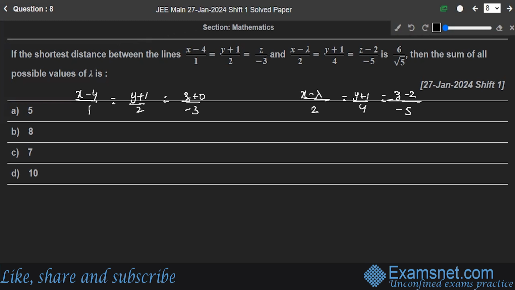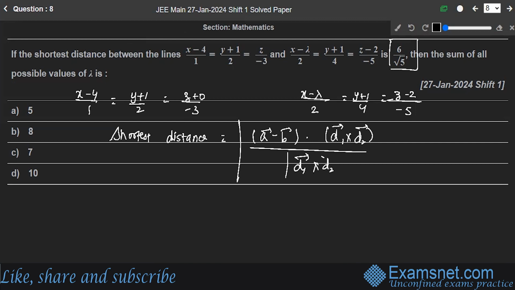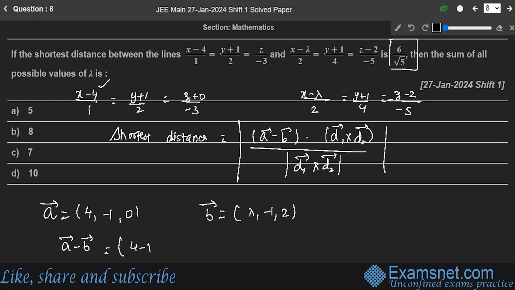Shortest distance between the two lines is given by this. What is the formula for the shortest distance? It is given by modulus of A vector minus B vector dot product cross product of D1 and D2 divided by their magnitude. Okay, so now what is A? See, the A vector from this is given by 4, then minus 1, then 0, and the B vector is lambda, minus 1 and 2. What is A minus B? This is 4 minus lambda, 0 and minus 2.